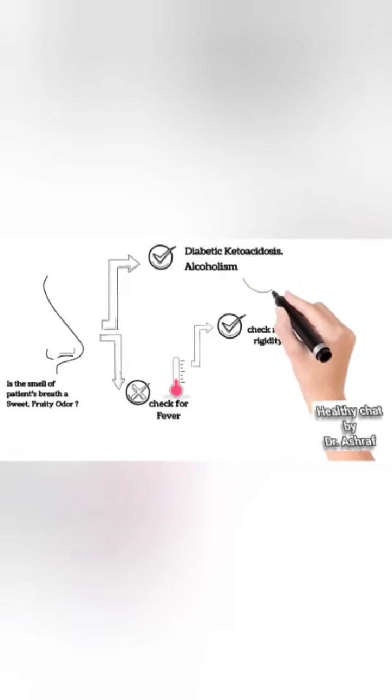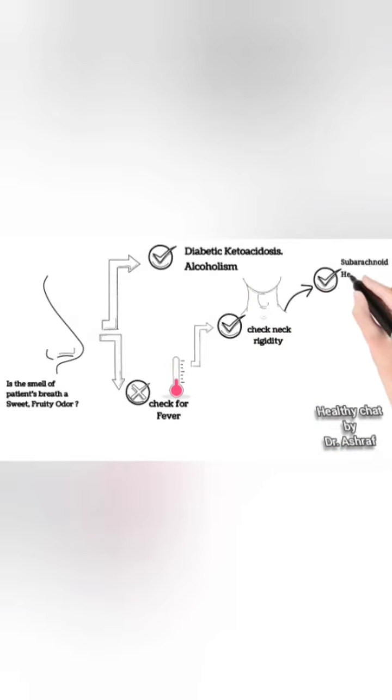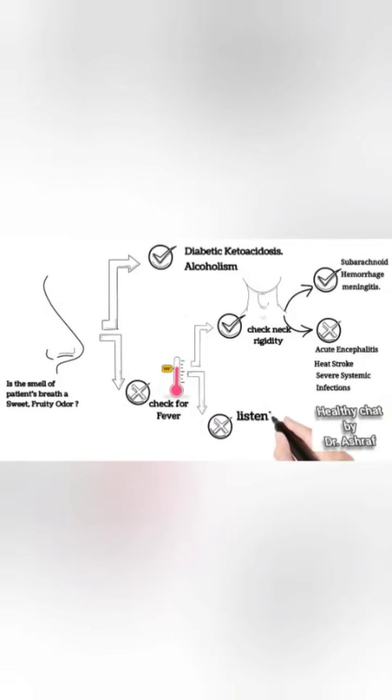We must check for nuchal rigidity, a stiff neck. Stiff neck present. This is a classic sign of subarachnoid hemorrhage or meningitis. Stiff neck absent. Consider acute encephalitis, heat stroke, or severe systemic infections. If no fever is present, we proceed to our final step in this algorithm.